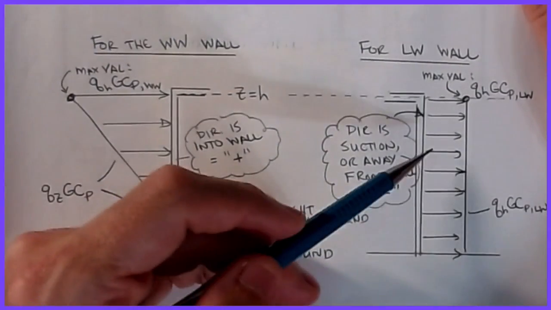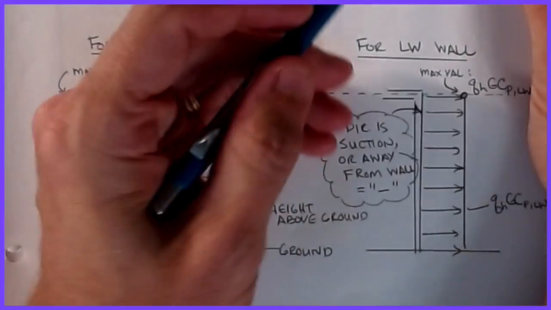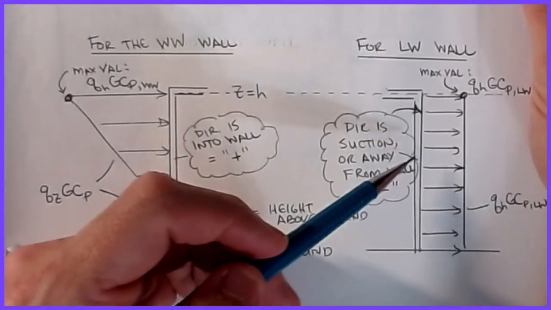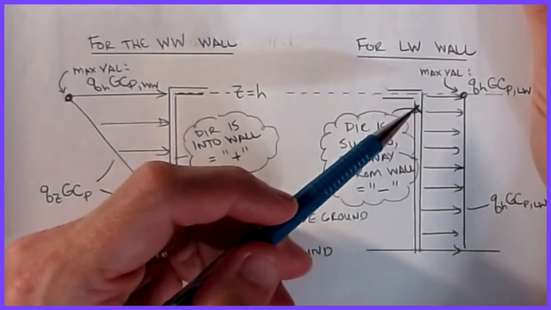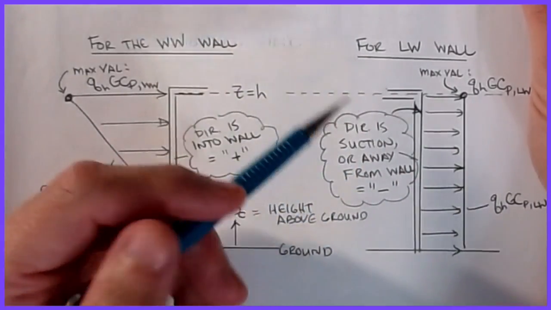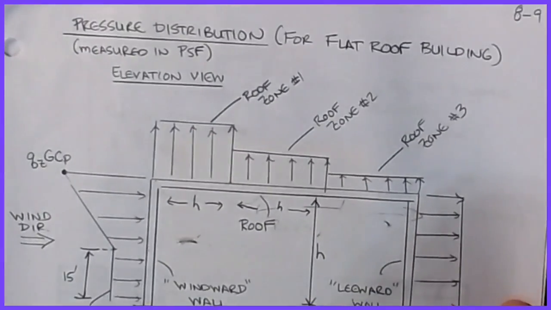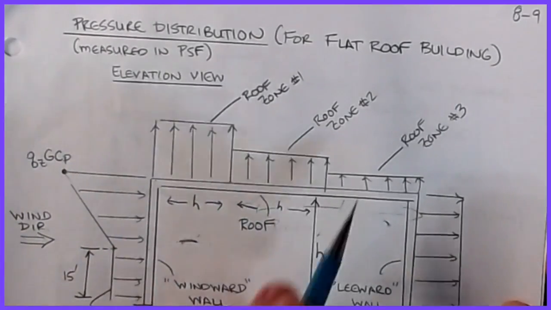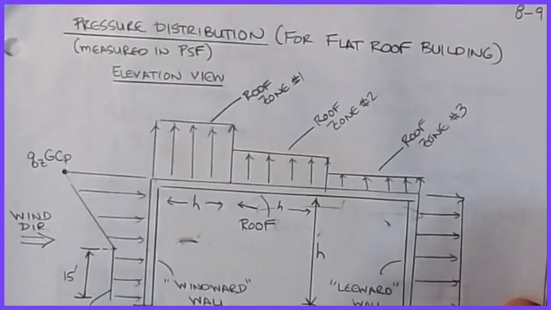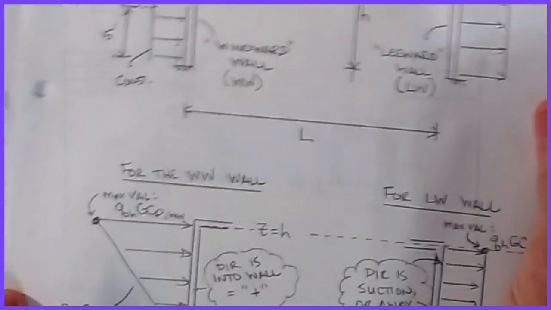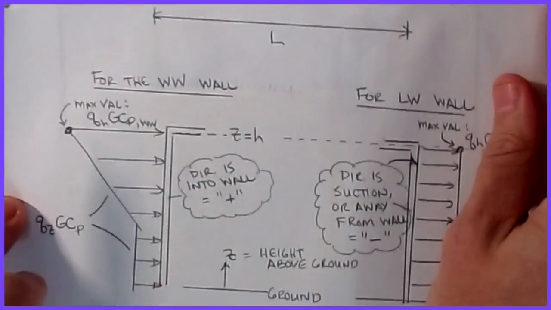Whereas for the leeward wall, you'll notice that the arrows were pulling away from the wall. So this is producing a suction. And in our definition for this methodology, suction is always negative. And as we saw up at the top, the roof is also pulling on the surface, so that will be a negative pressure on the roof. So we have to keep our signs straight so that our structure starts to work.